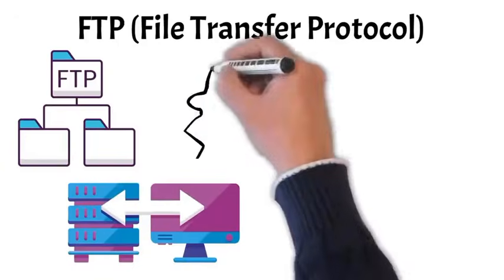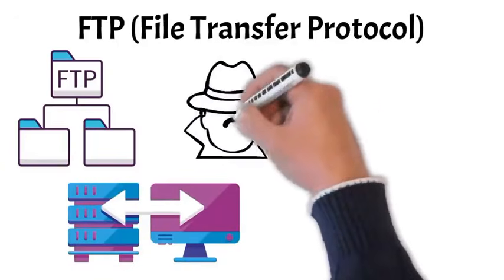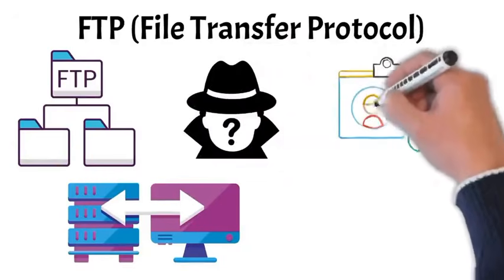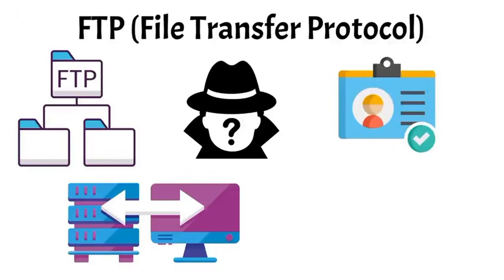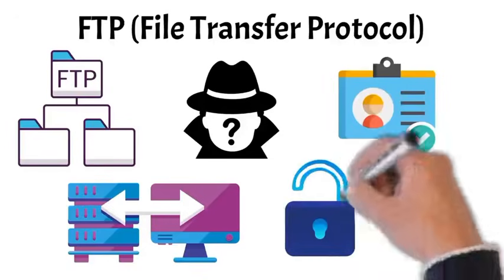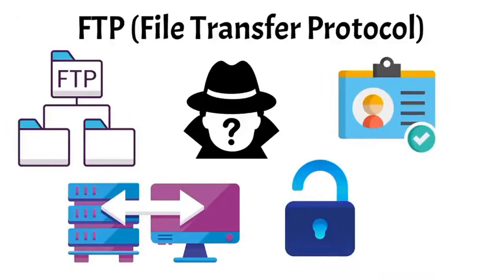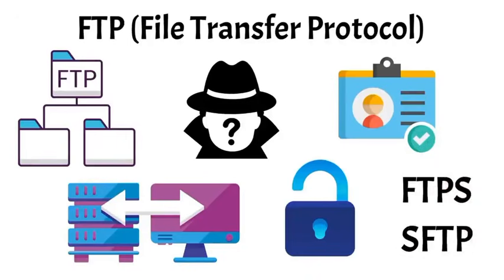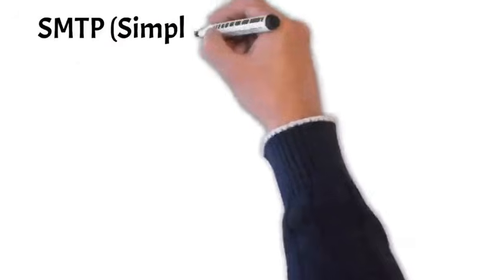FTP supports both anonymous access, where users don't need credentials, and authenticated access, which requires a username and password. Although widely used for file sharing, FTP lacks encryption, making it less secure for transferring sensitive data. For secure file transfers, protocols like FTPS or SFTP are recommended. Up next, we have SMTP.